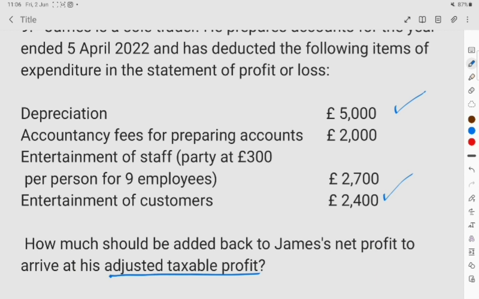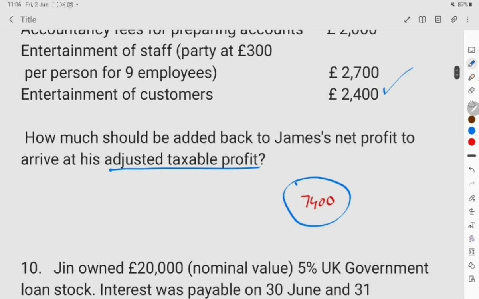And second, entertainment of customers, that should be added back. So it is total 7,400. This is the amount to be added back.